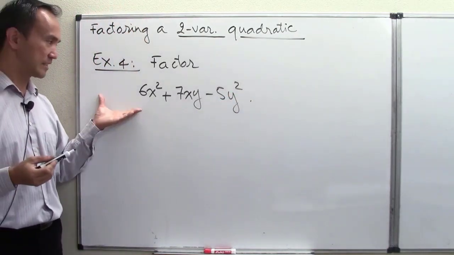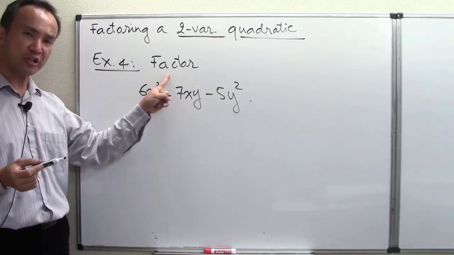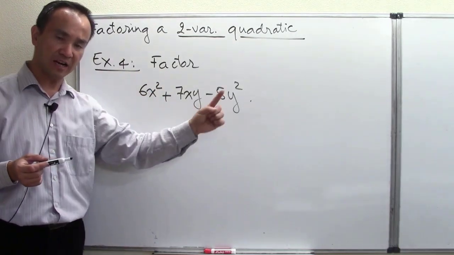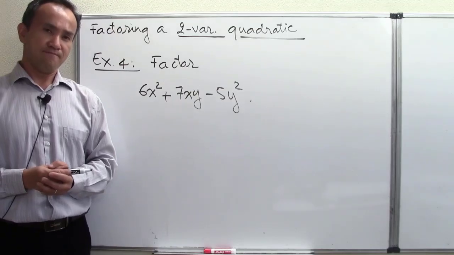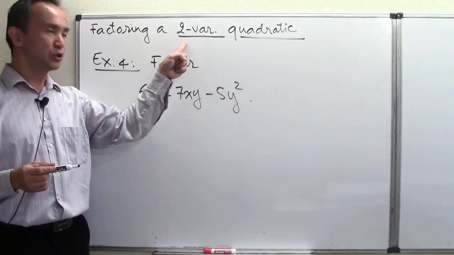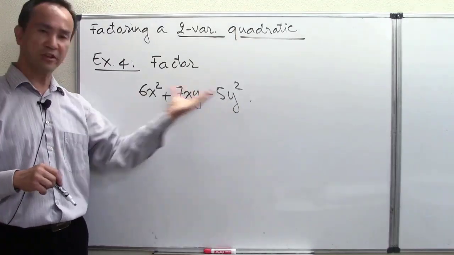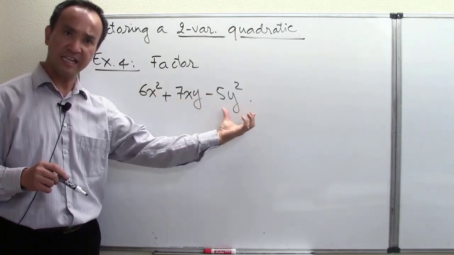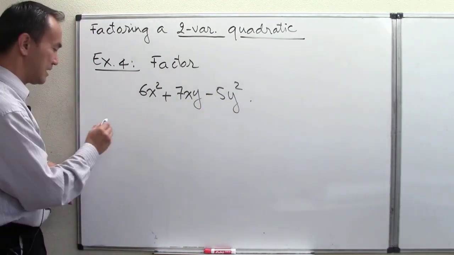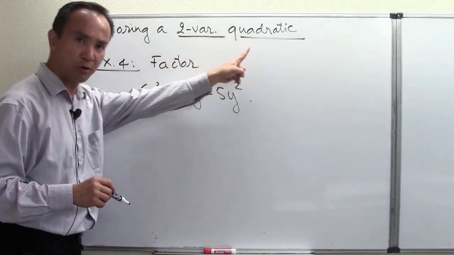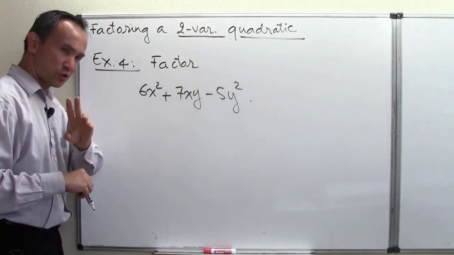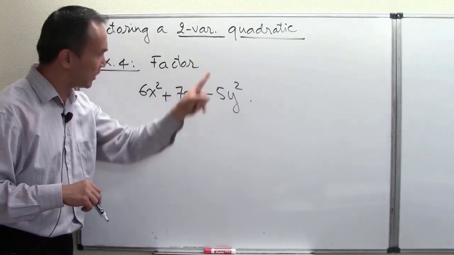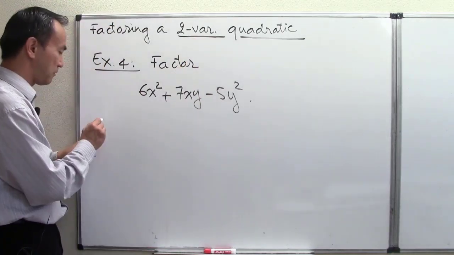All right, in this example, which I call example 4, we are instructed to factor this quadratic: 6x squared plus 7xy minus 5y squared. This is what I call a two-variable quadratic, and whichever is the leading coefficient doesn't matter. You can see this as the leading coefficient, you can see the other one as the leading coefficient, pretty much it doesn't matter. All I see is a two-variable quadratic. The important step when you're handling a two-variable quadratic, before you do anything else, think about the first step right here.